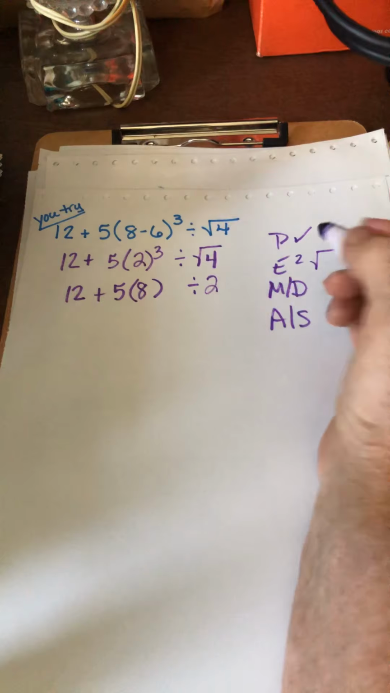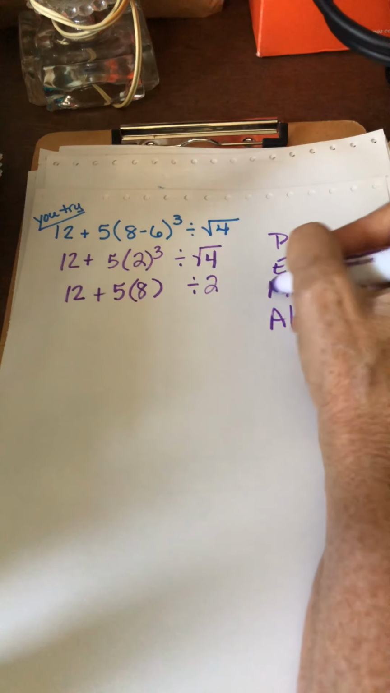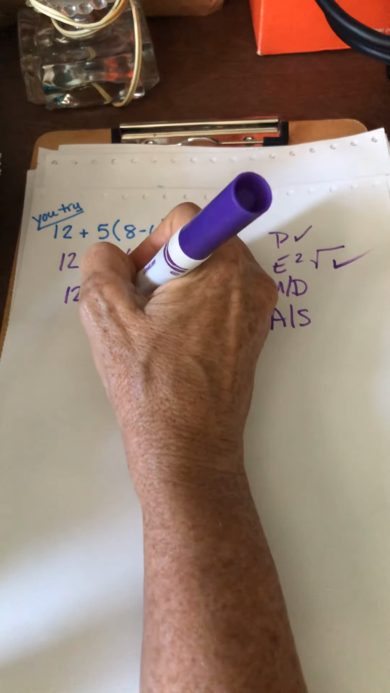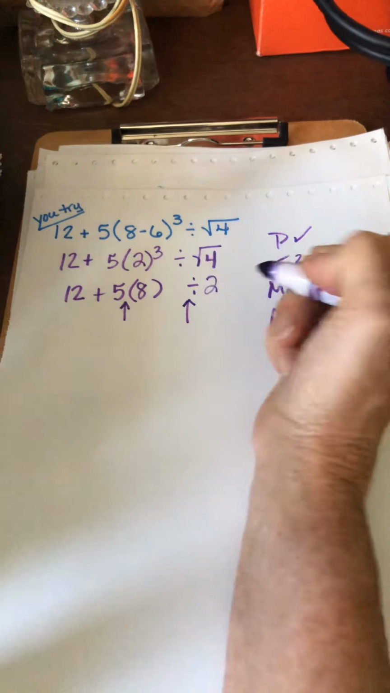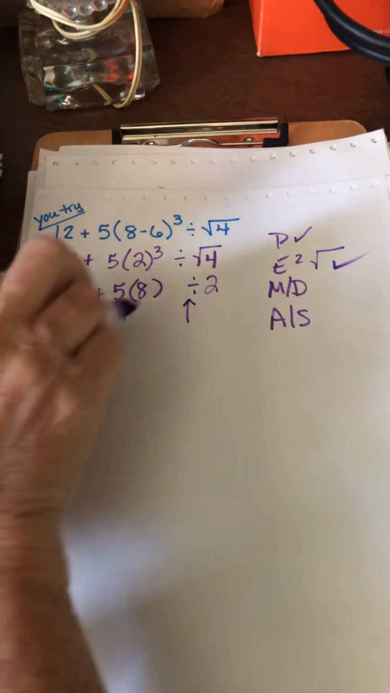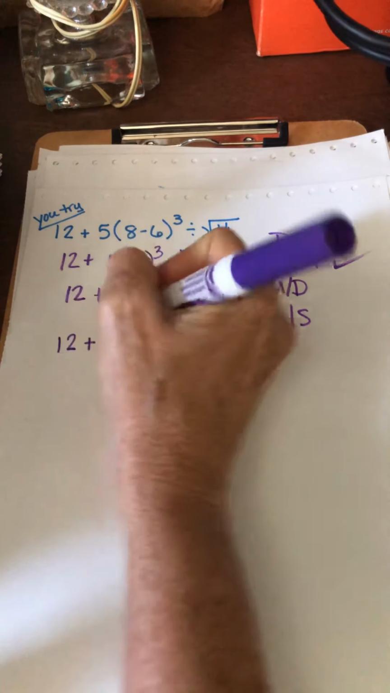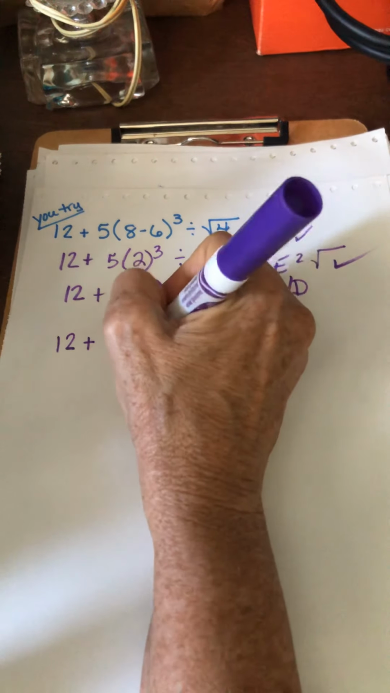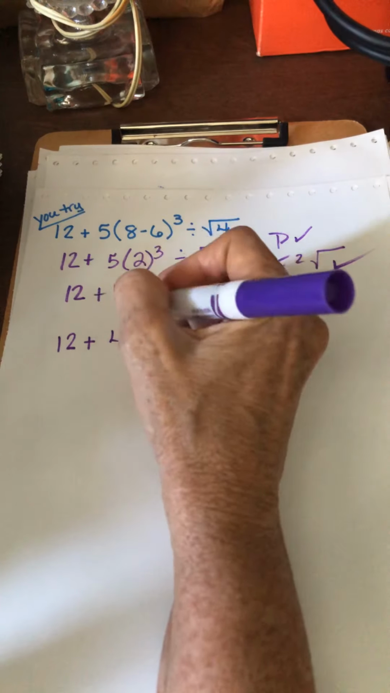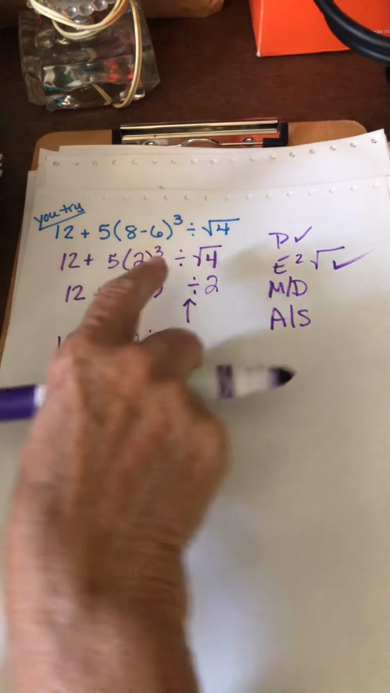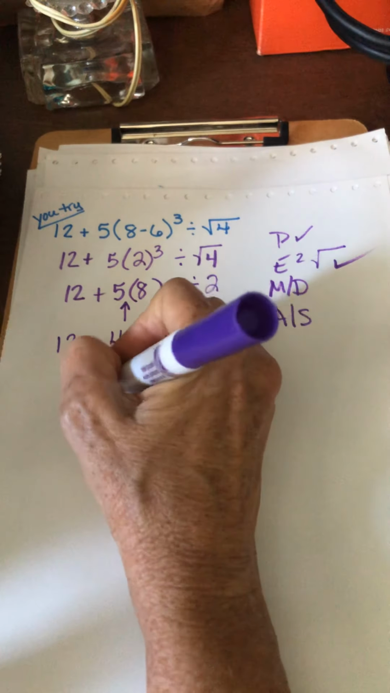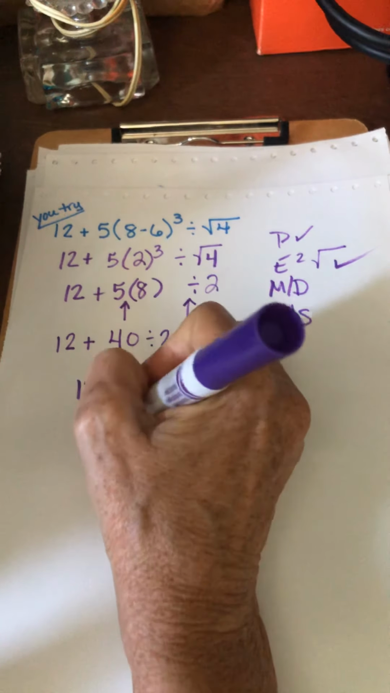All right, so I'm done with exponents. Now, do I have any multiplication and division? Yes, I do. Be careful. I have this and I have this. Which one comes first as I read left to right? This one. So the 12 stays the same. 5 times 8 is 40. Divided by 2 will be next. So I did my multiplication first because I saw it first as I read left to right. What is 40 divided by 2? 20 plus 12 is 32.